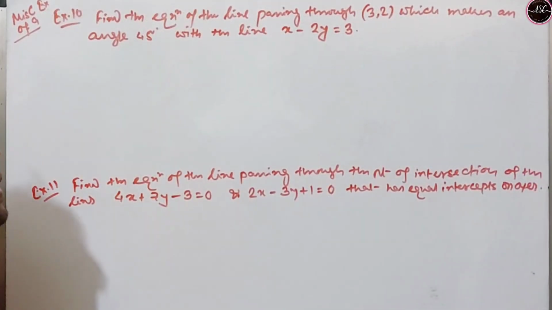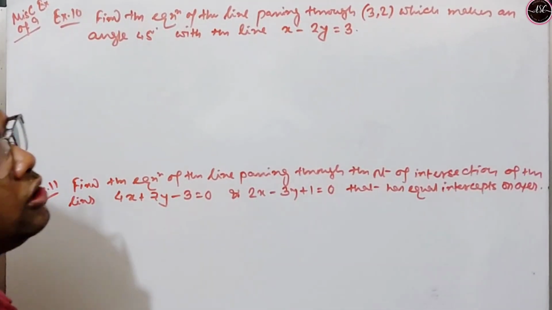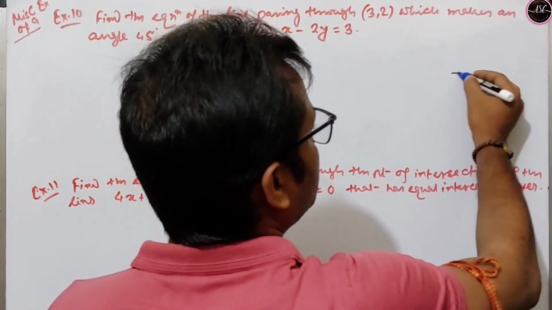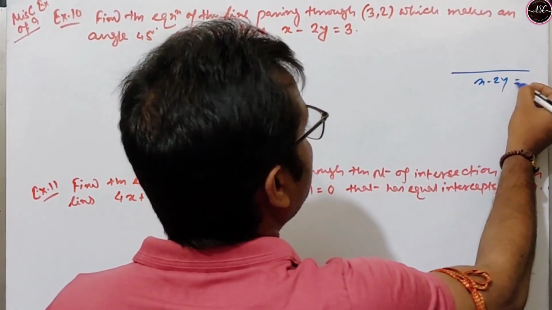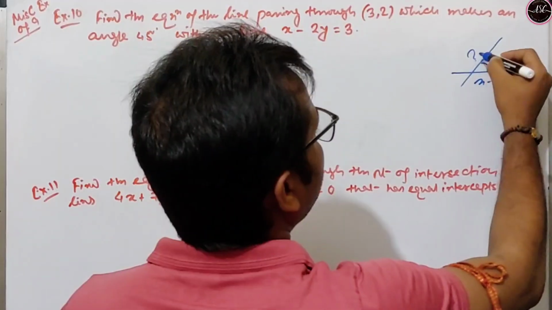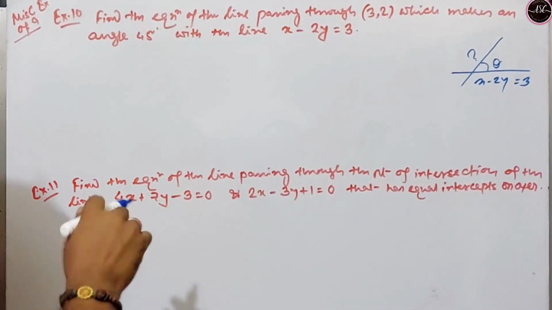Just look at this question. Find the equation of the line passing through (3, 2) which makes an angle 45 degree with the line x minus 2y equal to 3. So just imagine this is the line x minus 2y equal to 3 and makes an angle theta. This is the required line.